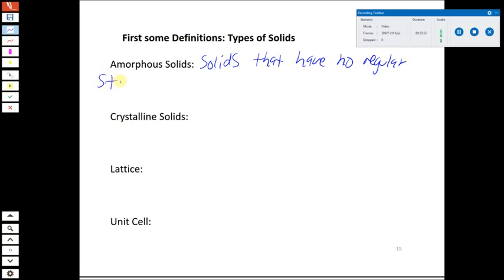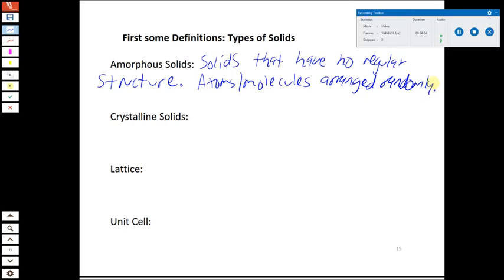And because amorphous solids have no regular structure, there's not a whole lot else we can say about them in this course anyway. Okay? So there's a whole field of chemistry devoted to studying amorphous solids, but it's not really easy to say much about it because there's no regular structure. So essentially what you have in an amorphous solid is they're made up of atoms or molecules, but the atoms and molecules are sort of randomly arranged. There's no regular repeating structure to them.